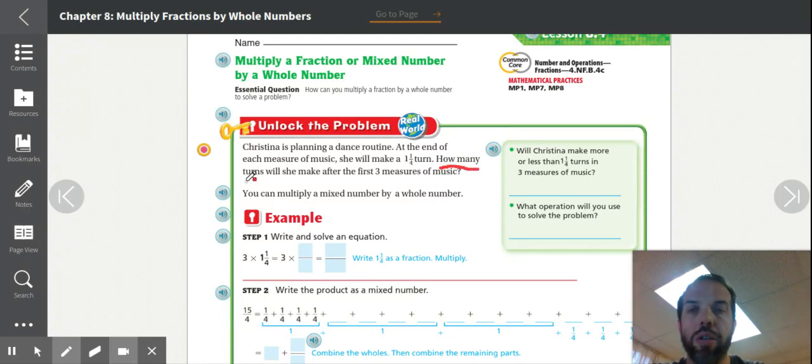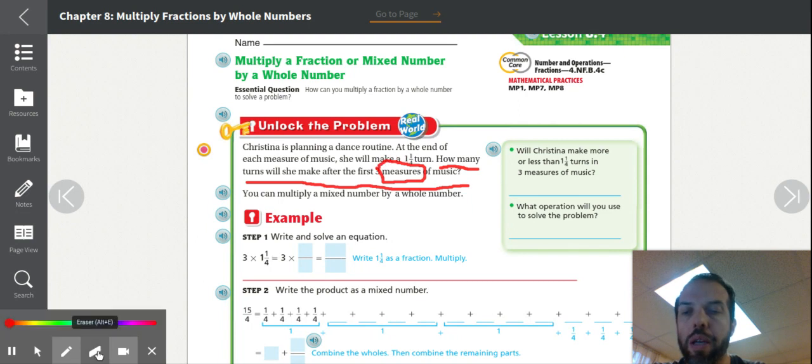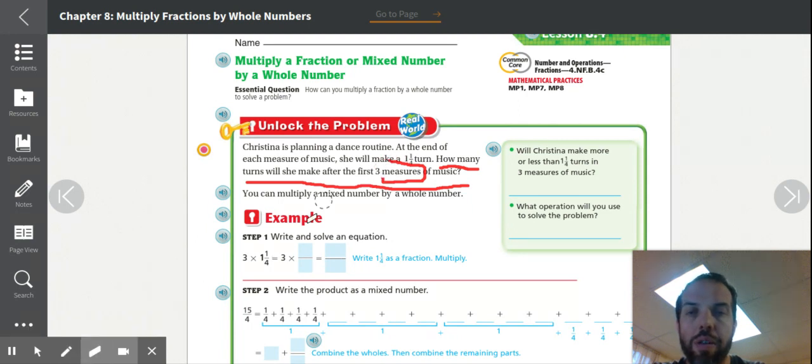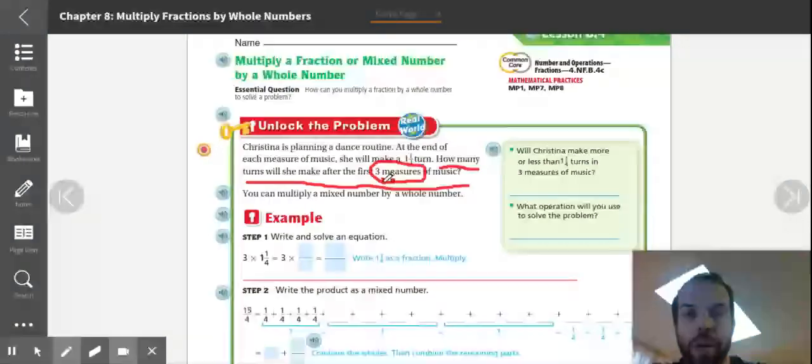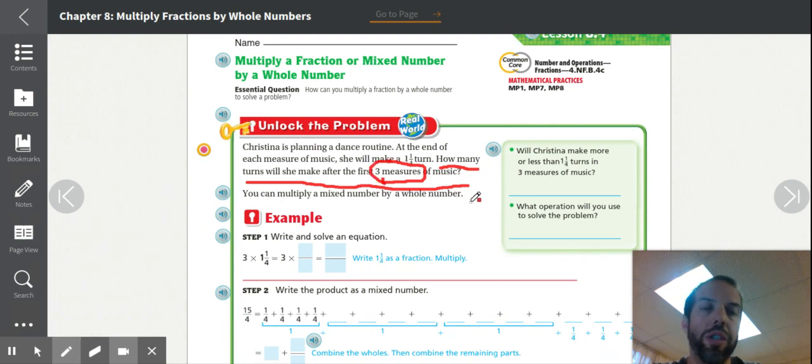So we're going to underline that. So you guys can underline that right now in your book. If you don't have your book, pause the video and go get it, because you're filling this whole page in as we do this. How many turns will she make after 3 measures of music? Let me erase. I don't want to get rid of the 3. That's important.